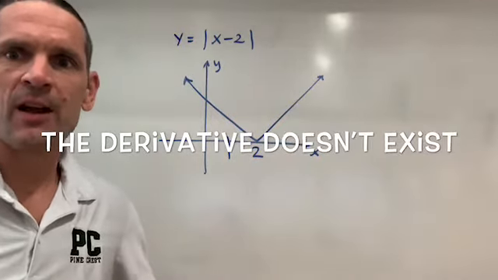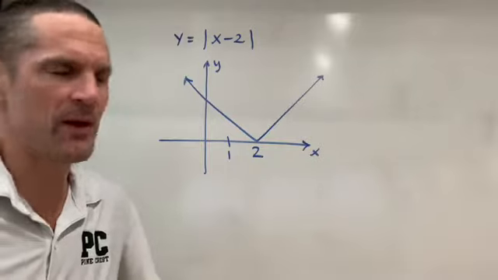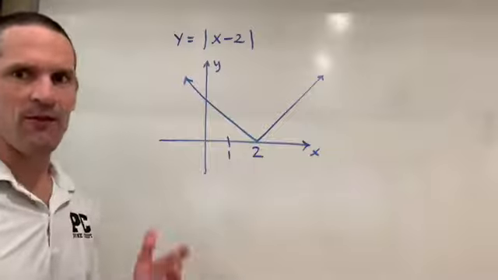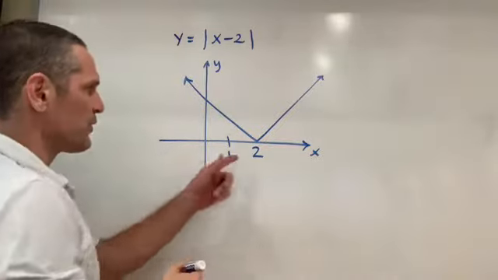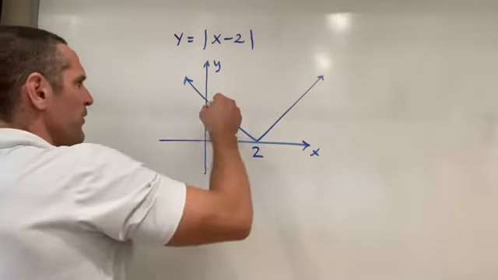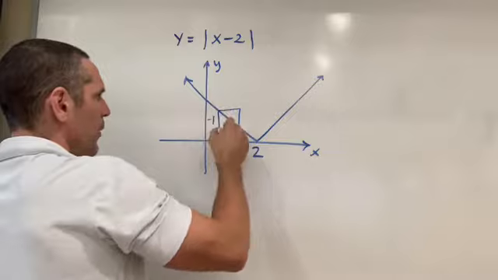Take a good look at this graph. Here is our graph of y equals the absolute value of x minus 2. It looks like a V, and the point of the V, we call that the vertex, is centered at (2, 0). Now, as I approach 2 from the left, the derivative of this line will be down 1 over 1.